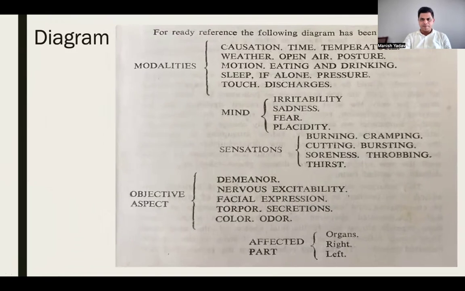That's the case. When you look at this, I hope you remember this diagram, right? This is the diagram that we have discussed. So when you want to think in terms of Boger's approach or in any approach, these are the 5 pointers that you should look for. First is modality. In modality, first comes causation. Causation means cause and course of illness. How did it begin? How did it start? What is the source? What happened?